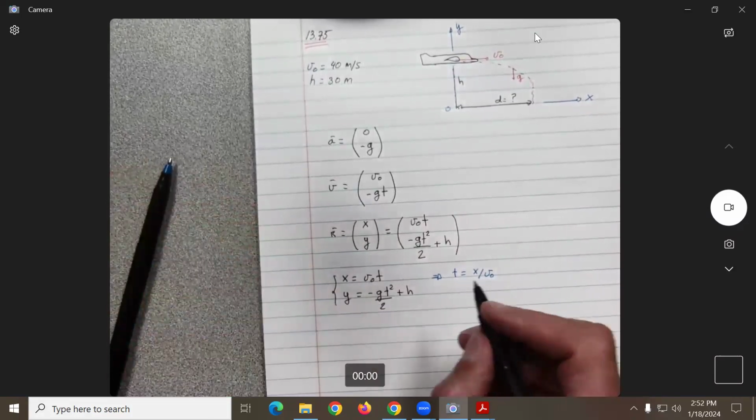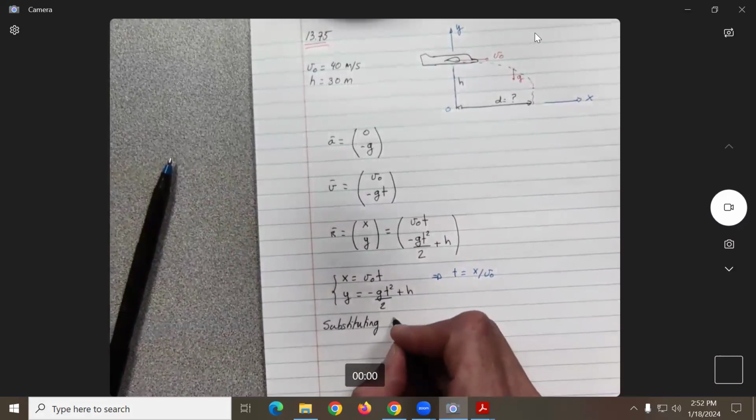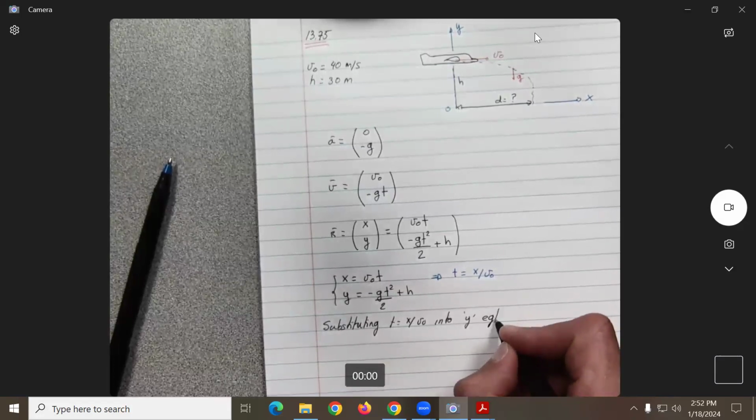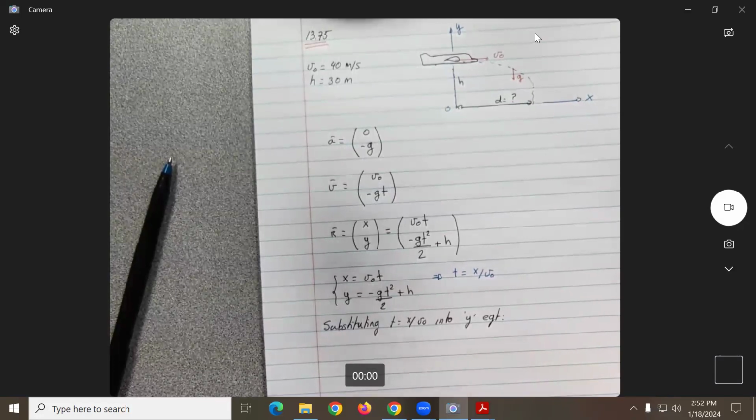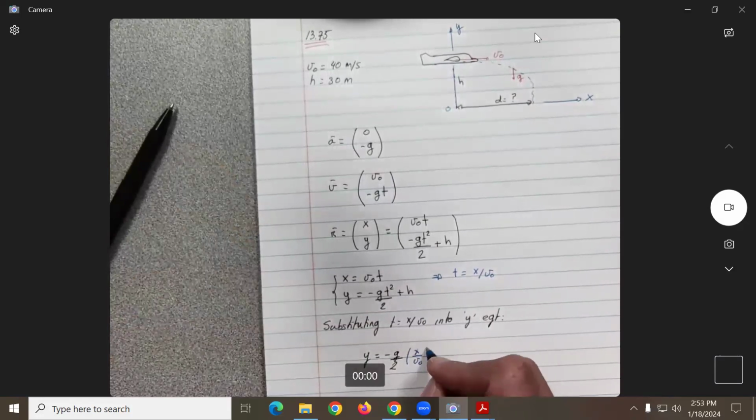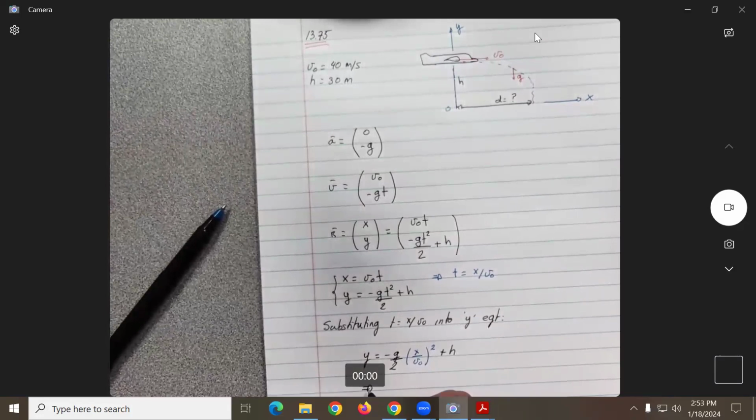Substituting T equal X over V naught into the Y equation is going to give us what? Y would be equal to minus G over 2 times X over V naught squared plus H, which means that Y will be equal to minus G over 2 V naught squared X squared plus H.